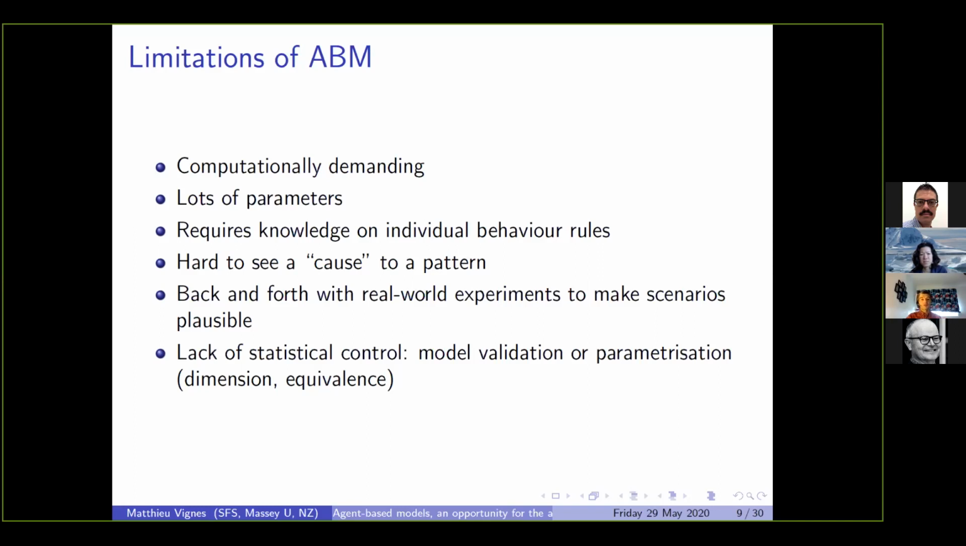Even if you think you touch one factor, actually you can have many different causes for the observed consequence. So with agent-based modeling, you need to have this back and forth movement between real-world experiments to make scenarios plausible and then suggest experiments as well. What I noticed as well is what I would call the lack of statistical control. So how do you validate your model in the end, or how do you validate your parameterization? Think about what's the real dimension of my space. With the COVID modeling, I ended up with a list of almost 50 parameters in the most complex model I have. And when do you see that two models are equivalent? Something I haven't come up with yet.